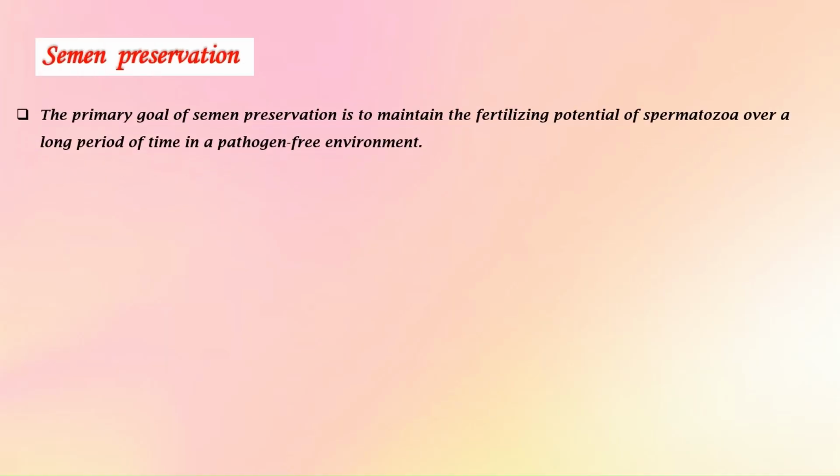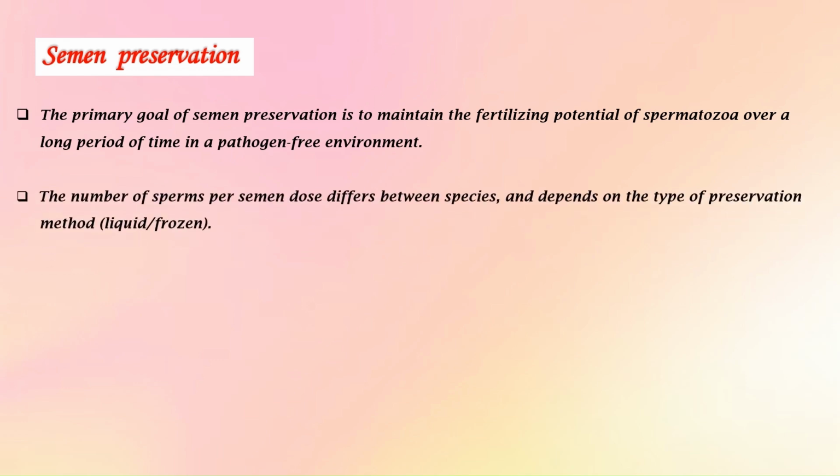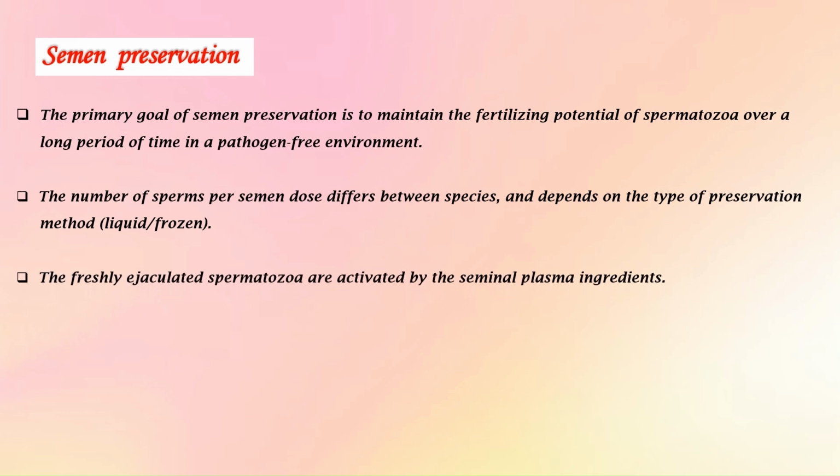Semen preservation. The primary goal of semen preservation is to maintain the fertilizing potential of spermatozoa over a long period of time in a pathogen-free environment. The number of sperms per semen dose differs between species, and depends on the type of preservation method, that is liquid or frozen. The freshly ejaculated spermatozoa are activated by the seminal plasma ingredients.